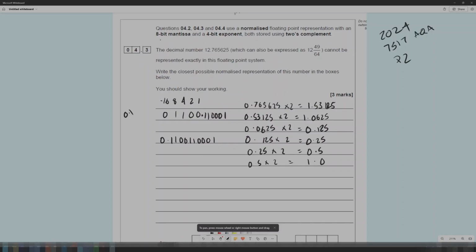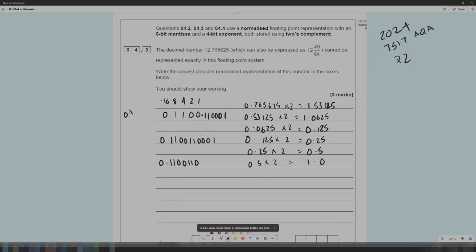Now the constraint is we have to fit this into 8 bits. So 1, 2, 3, 4, 5, 6, 7, 8. There's the cutoff there. So if I write this again, 0.1100110. So there's the 8 bits. Now we need to do the exponent. So what did we do to the decimal place?